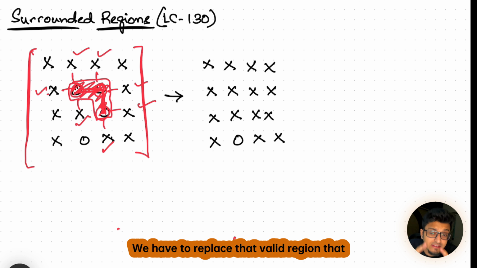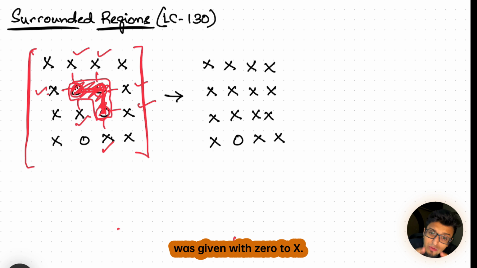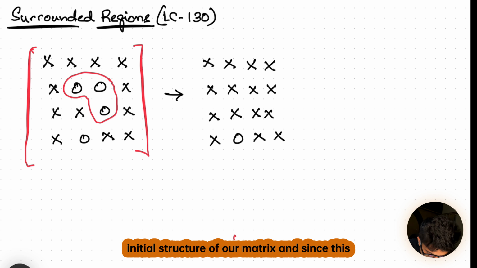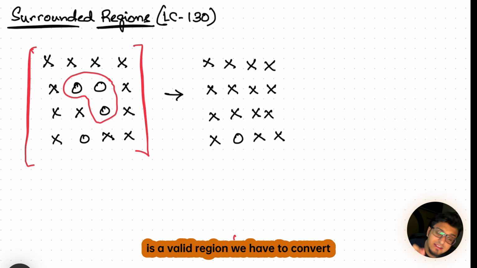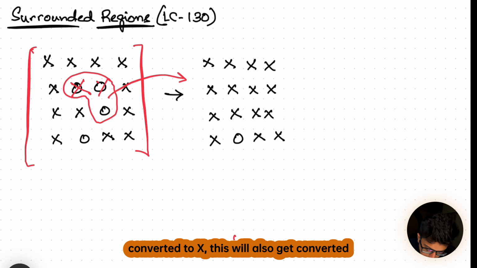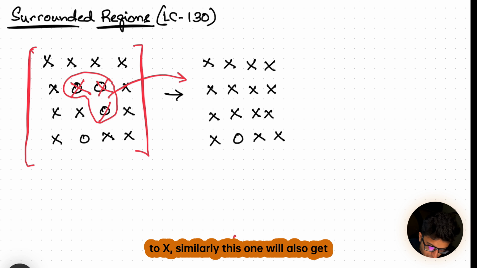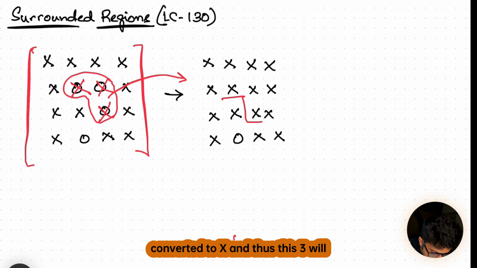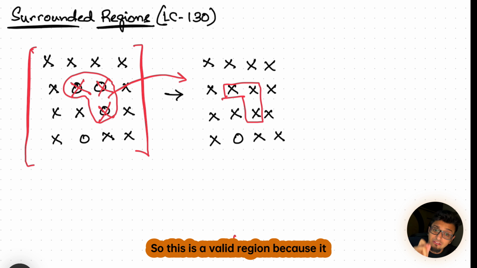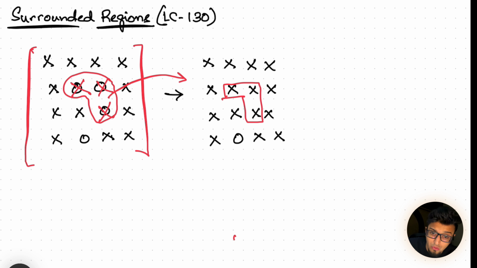We have to replace that valid region, that was given with 0, to x. So here you can see this was the initial structure of our matrix, and since this is a valid region, we have to convert it into x. Means this 0 will get converted to x. This will also get converted to x. Similarly, this one will also get converted to x, and thus this 3 will get converted to x. So this is a valid region because it is surrounded by x on all four sides.